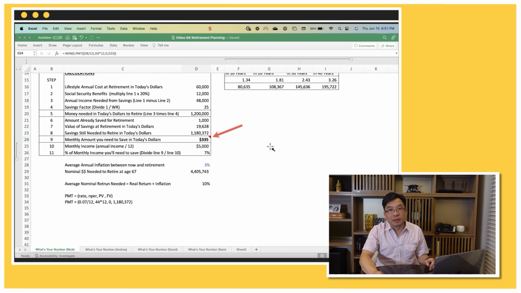Doesn't seem that difficult. If we continue down our calculations to find out what percentage of his income it is, we know that his monthly income is his annual income divided by 12, which is 60,000 divided by 12, is $5,000 a month. And when we divide line 9 by line 10, we get that it's 7% of his income. So there you have it.